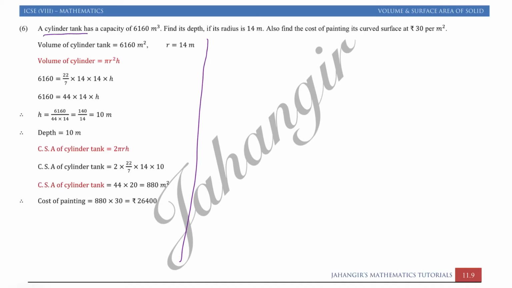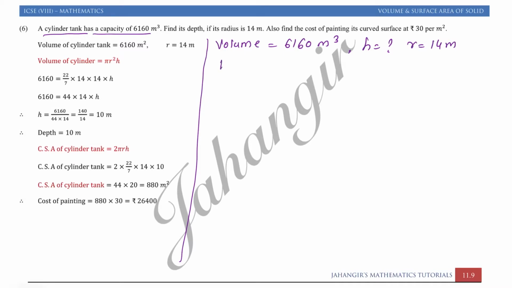Question number 6. A cylindrical tank has the capacity of 6160 meter cube. Capacity means volume. Volume is equal to 6160 meter cube. Find its depth. Depth means height you have to find, whose radius is 14 meter. Also find the cost of painting its curved surface area at a rate of 30 rupees per meter square. So first let us find height.